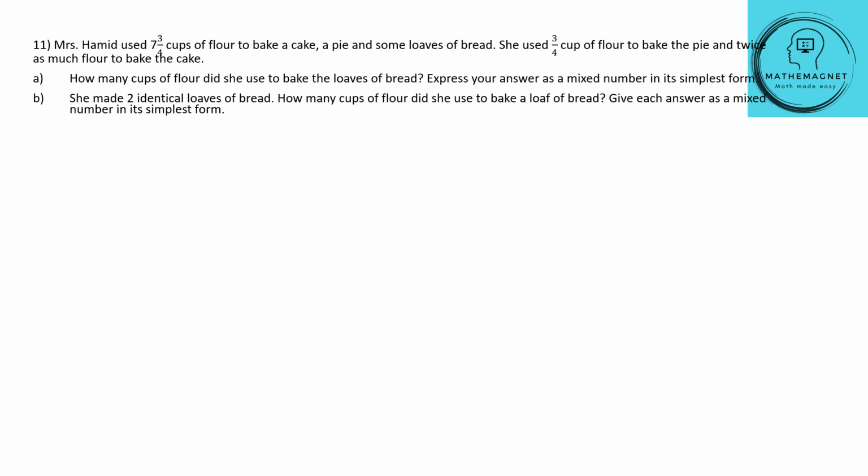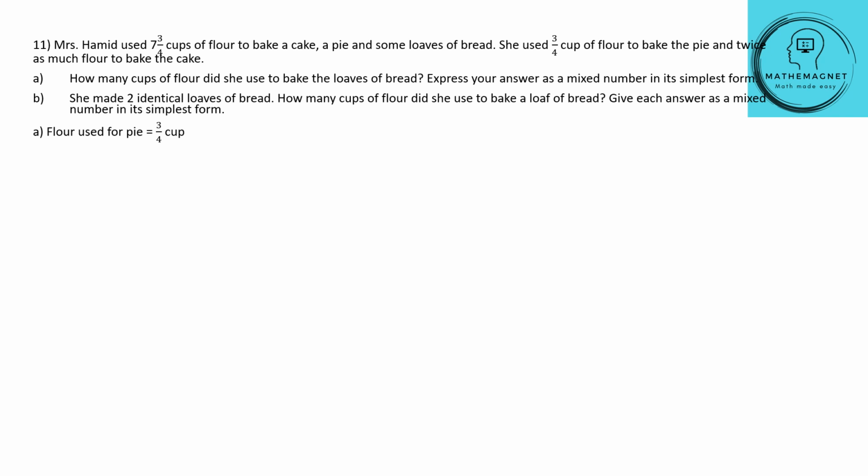Now here Mrs. Hamid, we know, has 7 3/4 cups of flour, and she has baked a cake, a pie and some loaves of bread. They are given that for baking the pie she has used 3/4 cup, and she has used twice that amount to bake the cake. Using these two pieces of information, we will have to find the leftover amount of flour that she has used to bake the loaves of bread. Let's start with question A.